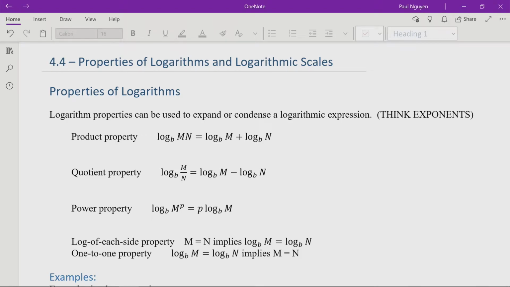Section 4.4. Properties of logarithms and logarithmic scales. Logarithm properties can be used to expand or condense a logarithmic expression. These come from properties of exponents.